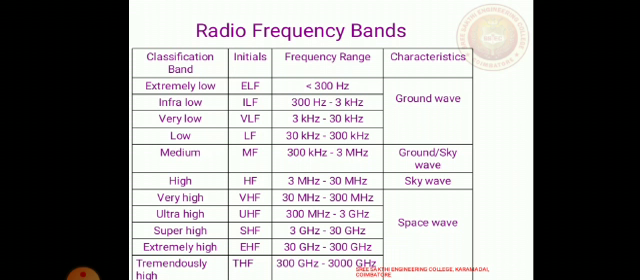And here we are given radio frequency bands from ELF to THF, and the frequency ranges are given. We have low frequencies and very low frequencies, and we are using them for ground wave. And also the sky wave is high frequency, the space wave is very high frequency, ultra high and super high frequencies, and also the microwave propagation is taking place at this frequency range.